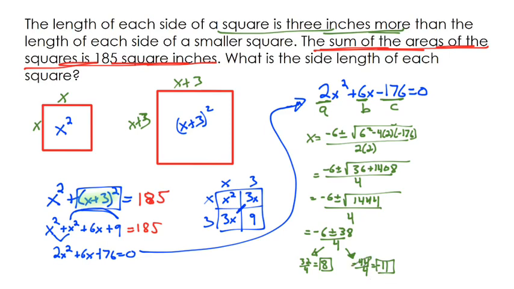So what I'm going to do is throw that out as an extraneous solution, and we are going to use this. Therefore, if the side of the short square is x equals 8, that would mean the side of the longer square would be x plus 3, which is 11. So 8 is this length, and 11 is this length.